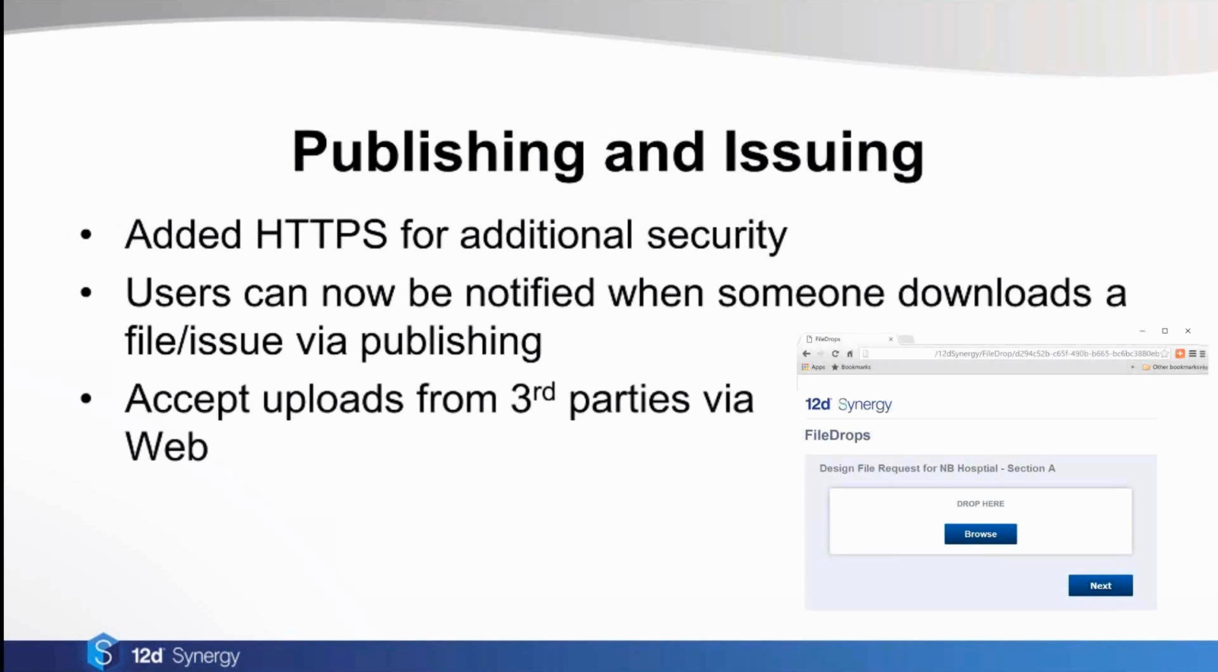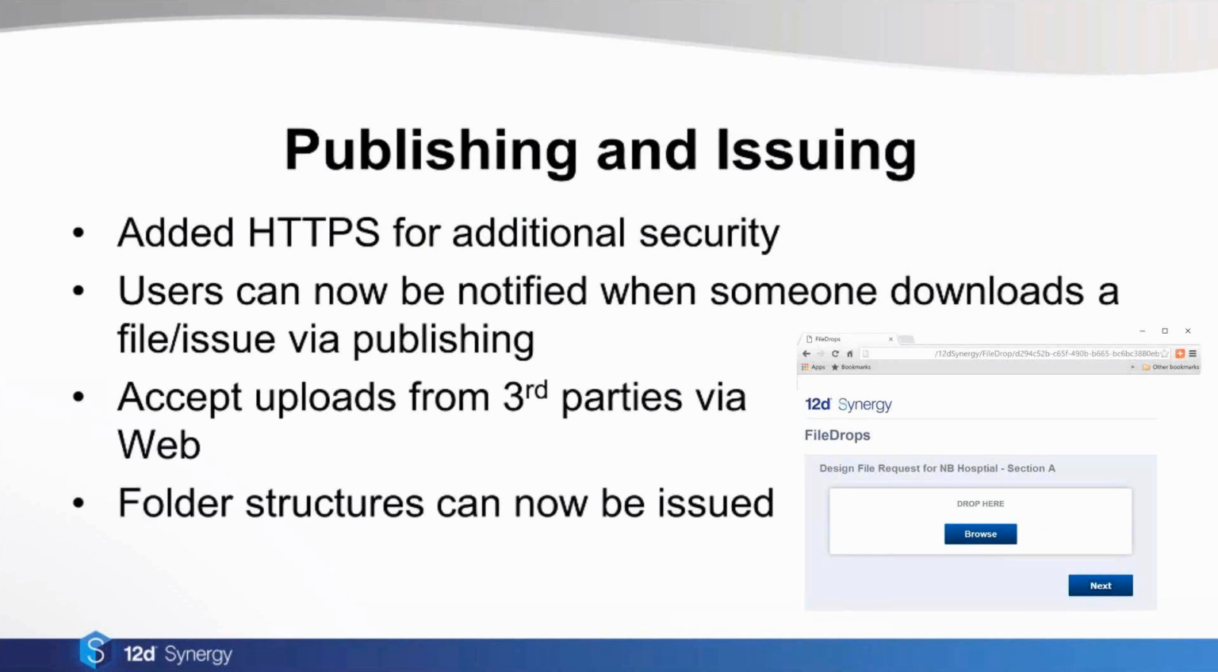Version 3.2, we introduced the idea of a web drop, which is kind of like reverse publishing. Essentially, you select an area in Synergy that you want the files to go. You then send the client a web link. They go onto the website, drag and drop some files in, fill out the attribute information that you've requested, and then hit send, and it'll actually send those files back into the system. So we've now got a way to send and receive data from clients who may not have 12D Synergy. Finally, too, for the transmittals, you can now issue entire folder structures rather than individual files.